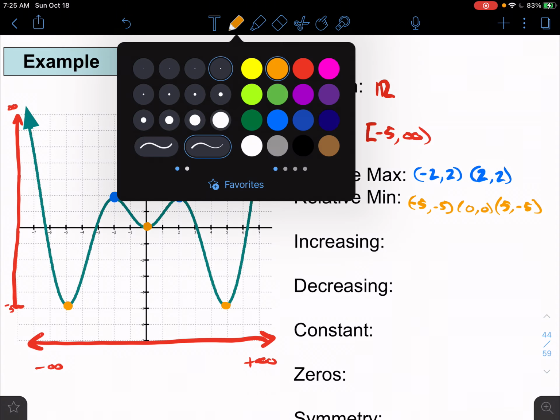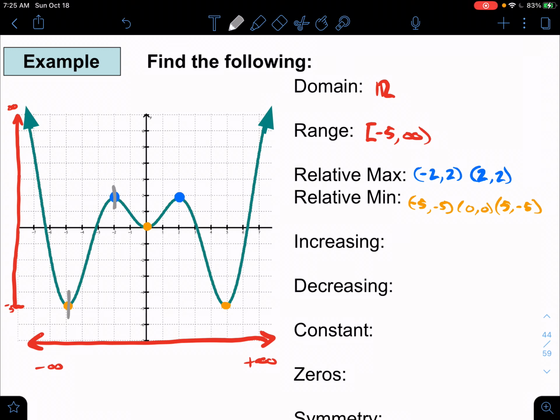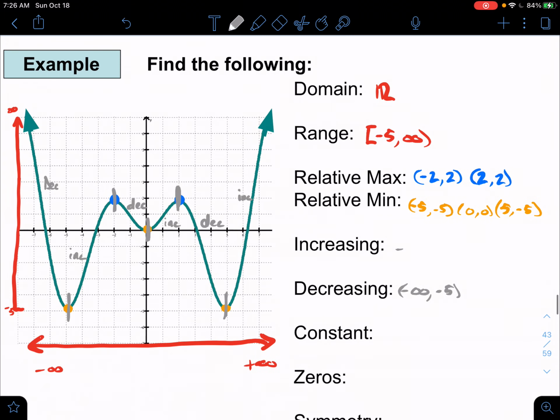Now, in terms of increasing and decreasing, that's where it's helpful to draw your little light lines through your relative maxes and mins. It looks like we are decreasing from left to right over here, and then we go to increasing, then decreasing, then increasing, then decreasing, and then increasing. Remember, that's always read from left to right. So is the function going up or down from left to right in each of those sections? It looks like we are decreasing from negative infinity all the way until x is equal to -5. And then we start to increase from -5 all the way to -2.